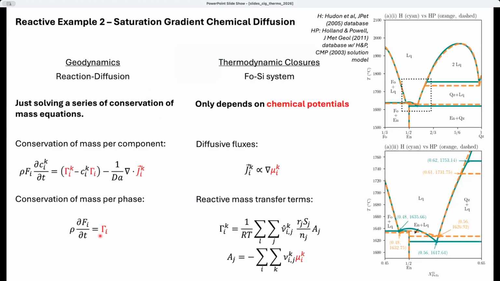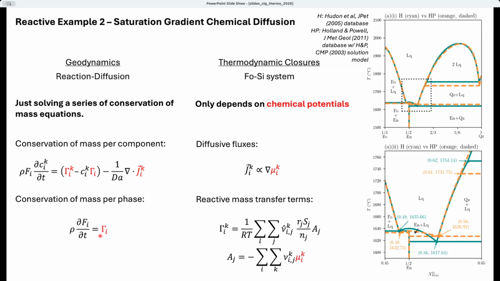In terms of the numerical model, it is a one-dimensional numerical model. So our geodynamical model here is just reaction diffusion. We're solving a series of conservation of mass equations, just like I showed before. And we're closing those mass equations by coupling it to our thermodynamic database.